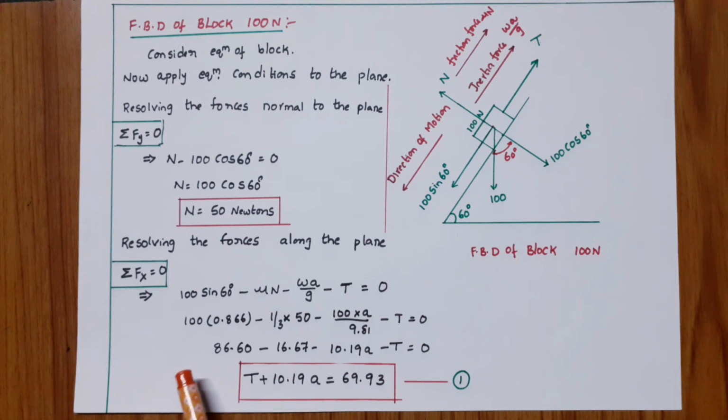So 100 into sin 60, which is 0.866, minus mu, which is 1 by 3, into N, which is 50, minus W A by g, where W is 100 and g is 9.81, into A, minus T equal to 0. So 86.60 minus 16.67 minus 10.19A minus T equal to 0. T plus 10.19A is equal to 69.93. This is equation number 1.